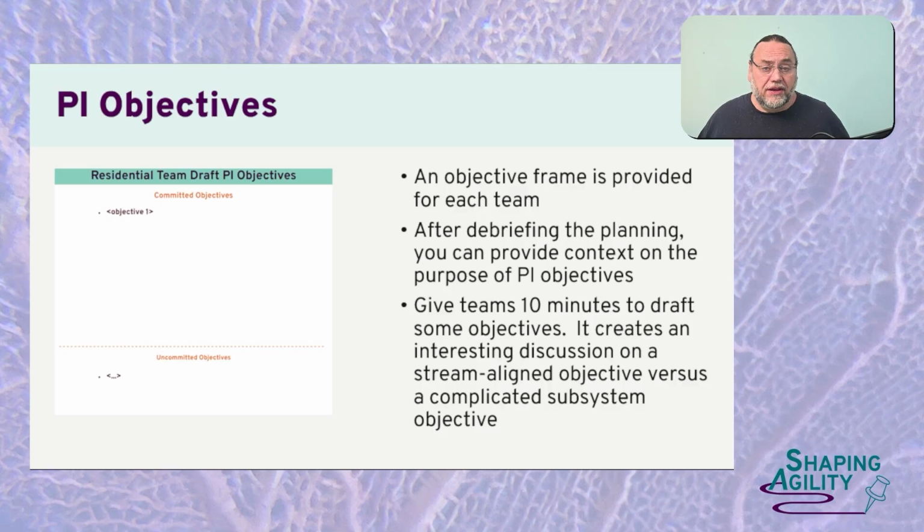So for the PI objectives extension, there is an objective frame provided. You just need to reveal it when you want to play it. It's a pretty straightforward one. It's around about 10 minutes. Big hint here is you want to debrief the main planning before you play PI objectives. You want to process the learning piece by piece, as opposed to running a very long series and then debriefing it all at once. The value of the PI objectives, well, firstly, it helps people understand what PI objectives are and why we use them. It also creates some interesting discussions when you have complex team interrelationships and how that turns up in your objectives.